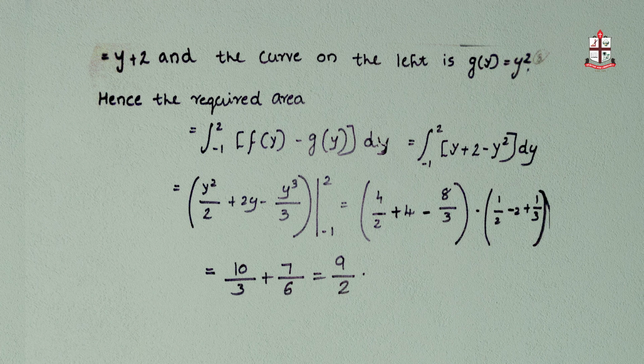That is y square by 2 plus 2y minus y cube by 3 within the limits minus 1 to 2, that is 4 by 2 plus 4 minus 8 by 3 minus of 1 by 2 minus 2 plus 1 by 3. So, the final answer is 10 by 3 plus 7 by 6. Take the LCM and reduce, you will get 9 by 2.